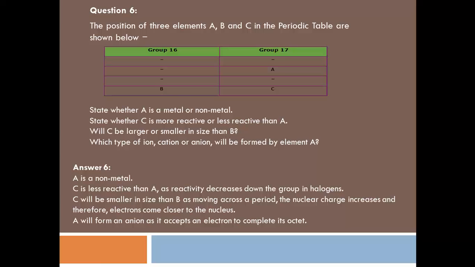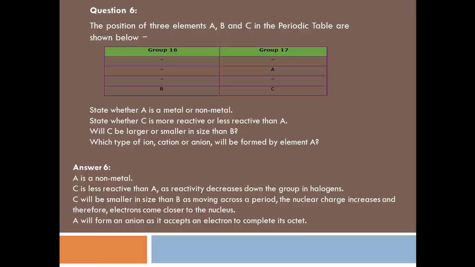Here is question number 6. The position of three elements A, B, C in the periodic table are shown below. Group 16 and group 17 are given. In group 16 only one element is given, which is B, and in group 17 A and C are given. Now the question is, state whether A is a metal or a non-metal.